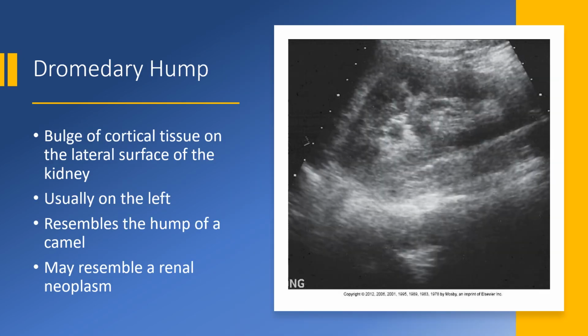Next up on the list was dromedary hump, and it's called this because it resembles the hump of a camel. We see it more often on the left kidney than on the right kidney, and it's a bulge of cortical tissue on the lateral surface of the kidney. Again, the differential is going to be a renal neoplasm, so you just want to be real careful that you don't mistake it for that. And in this case, what we usually have is a nice smooth curve of the kidney here on the outline, but you can see here we've got this sort of bump in the kidney. It goes up and then comes back down, like the hump on a camel.